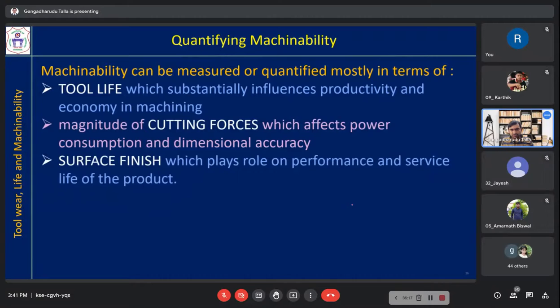Now surface finish. If you are getting good surface finish during the machining process under the same cutting parameters, let us say you are cutting a titanium alloy and you are cutting a mild steel under the same machining conditions using the same cutting tool. Let us say with mild steel you are getting good surface finish. Then also you can say that mild steel has good machinability characteristics.